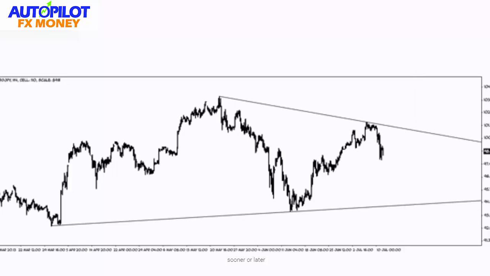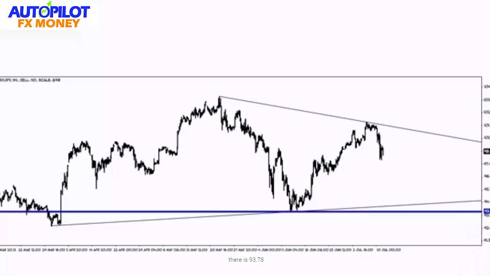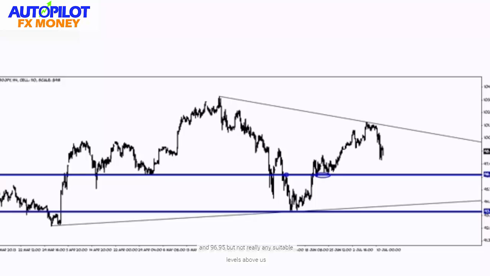sooner or later. Our next task within this price action strategy should be to identify any major areas of support that have become resistance, or resistance that have become support. Working from the bottom up, there is 93.78 and 96.95, but not really any suitable levels above us. So now we have our major trend lines and support and resistance levels drawn. We wait patiently for the price to approach one of them, and also watch to see if any new major support and resistance levels arise from subsequent price action.